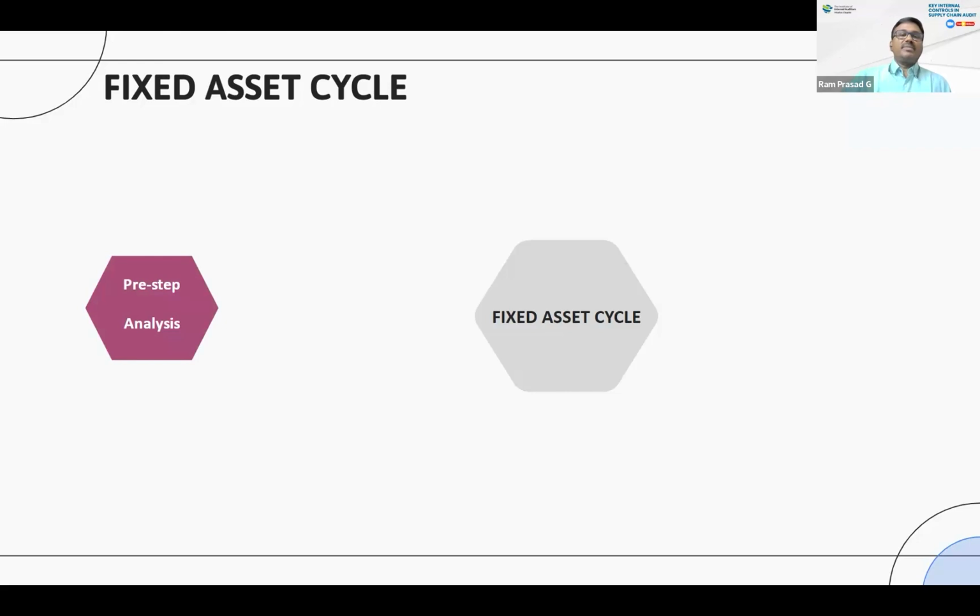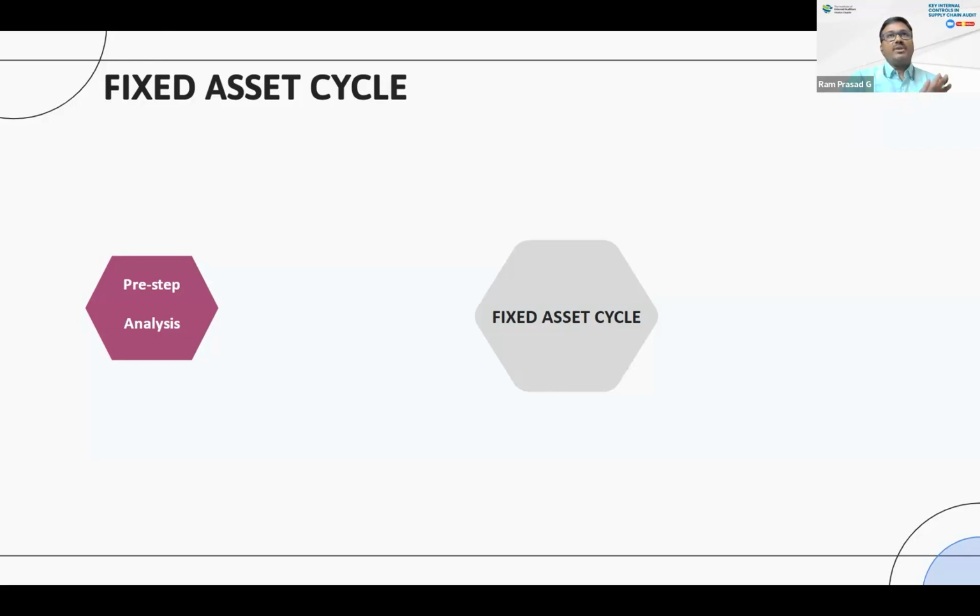First and foremost is the pre-step analysis, which involves identification of why we require a particular asset to be purchased. There are certain analyses which are generally taken care of, which I would say are the net present value, the payback period calculations, and the internal rate of return, IRR. There are a few analyses which an organization carries out to identify and select a particular project over the other.